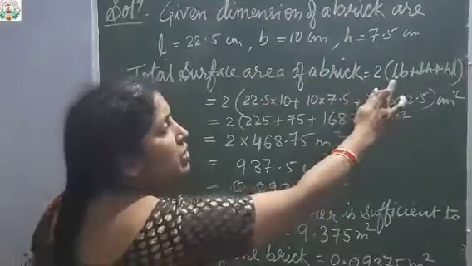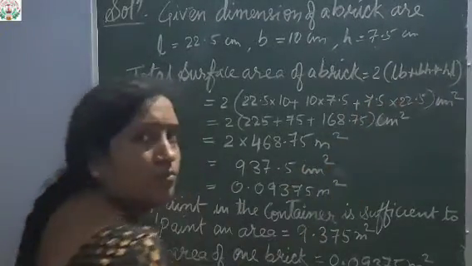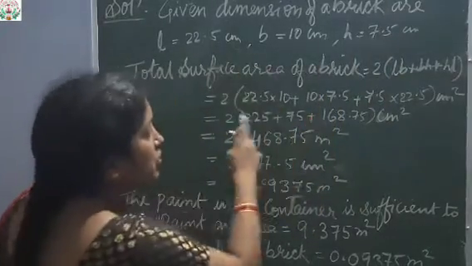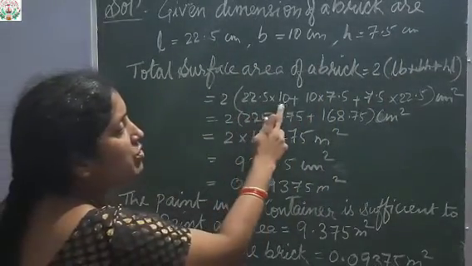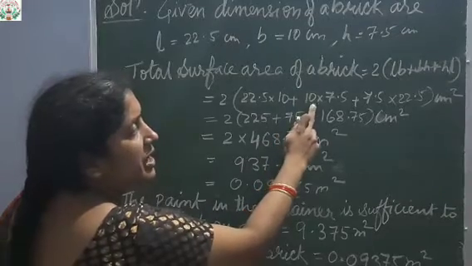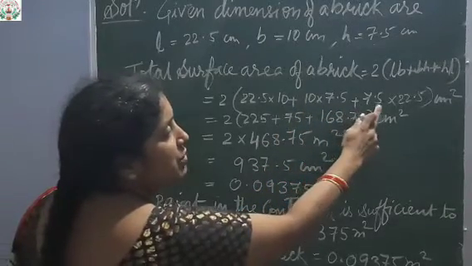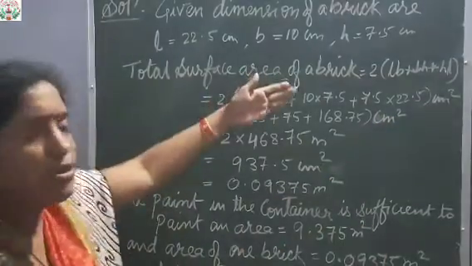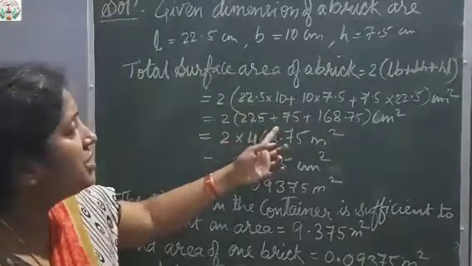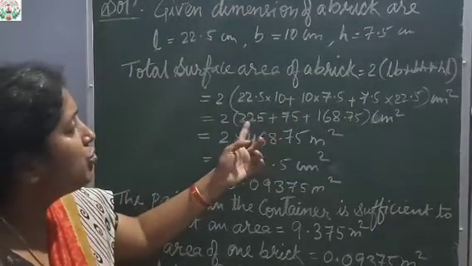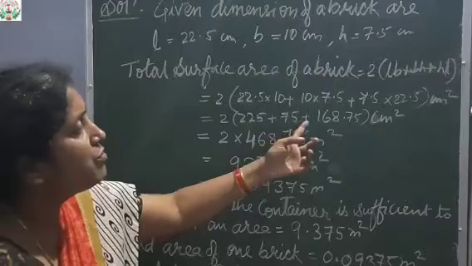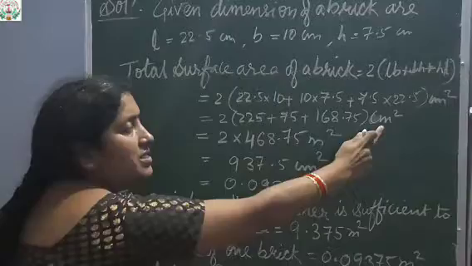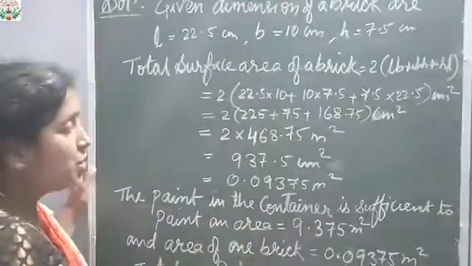That is equal to 2 into (LB plus BH plus HL). We know the formula. Now put the values of L, B, H from here. So what will it be? 2 into (22.5 into 10 plus 10 into 7.5 plus 7.5 into 22.5) whole cm square. Because all the values we have put. Now on multiplication, we are getting 225 plus 75 plus 168.75, whole out of the bracket, cm square, because cm square is the unit.